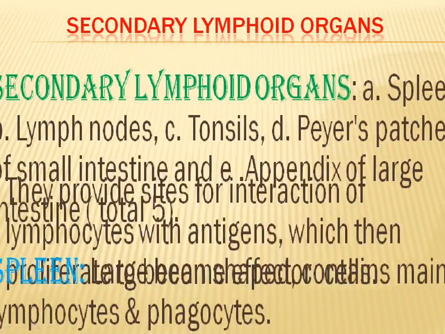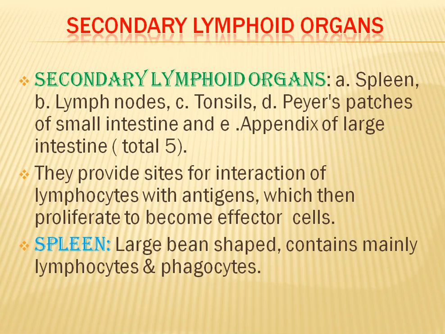Next one is secondary lymphoid organs. These are 5 types like spleen, lymph nodes, tonsils, Peyer's patches of small intestine and appendix of large intestine. Secondary lymphoid organ provides sites for interaction of lymphocytes with antigens, which then proliferate to become effector cells.